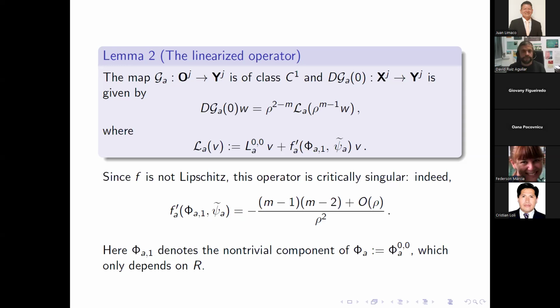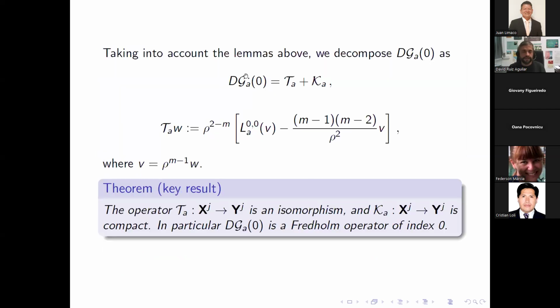Okay. So basically, you can decompose the derivative of g in A at 0 as two summands. This Ta is the main part of the operator. This operator is basically the Laplacian minus a constant times rho squared. And then there is another operator Ka, which is the remainder terms.